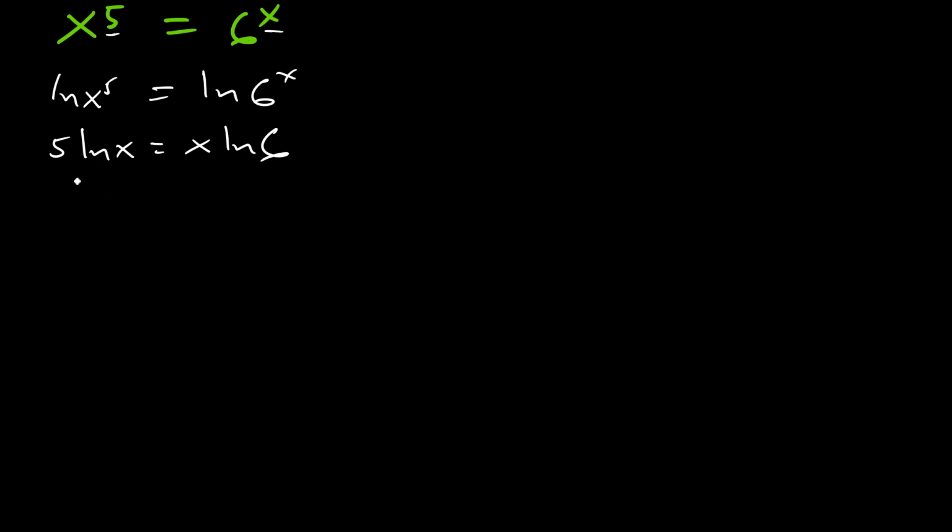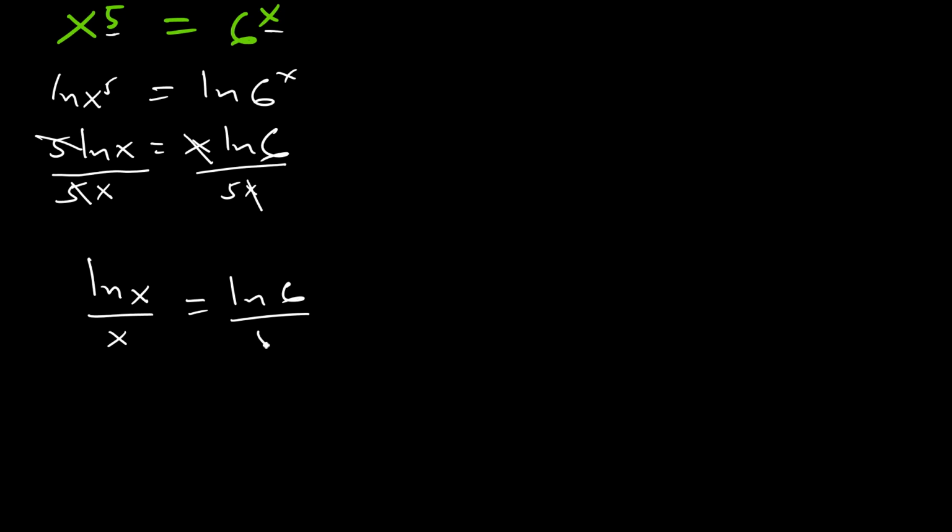So we want to apply the Lambert W function. So let's group the ln of x and x on one side, then the ln of 6, then this number here with that variable on another side. So let's divide both sides by 5. This one will cancel, and this one too will cancel. So I have ln of x over x equals ln of 6 over 5.